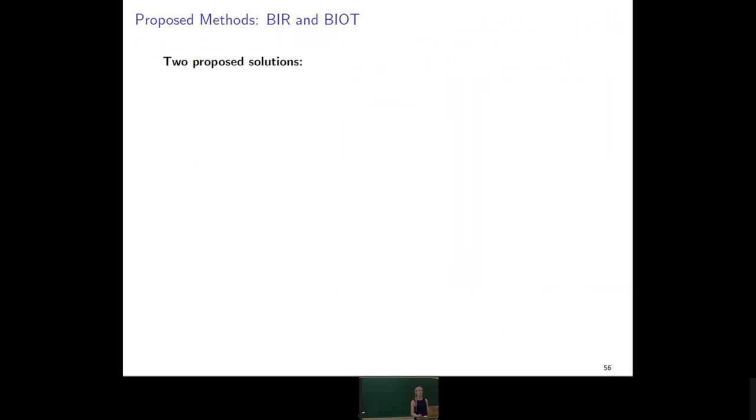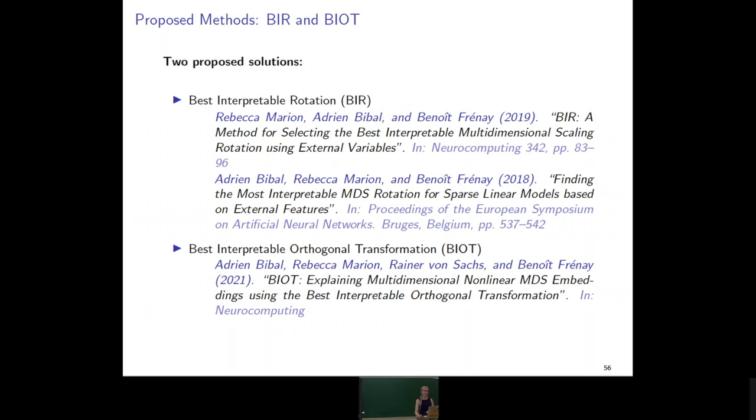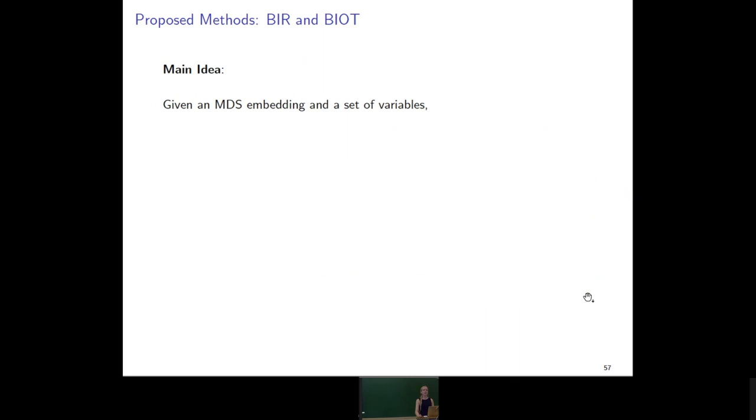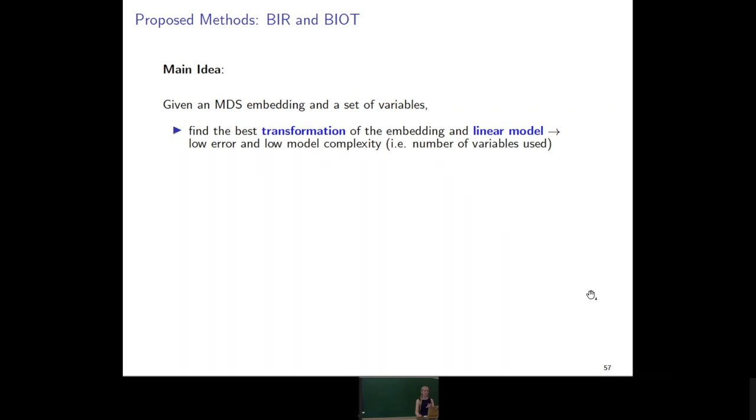Okay, so we proposed 2 solutions called VIR and BiOT, which were presented in these papers. The main idea is that given an MDS embedding and a set of variables, we want to find the best transformation of the embedding, for example a rotation, and then also find a linear model that can be used to explain the embedding. We want to do that in such a way that there's low error and low model complexity. So we want as few variables as possible in the model. And this balance between error and complexity, the relative importance, can be defined by the user. So it's quite flexible in that way.